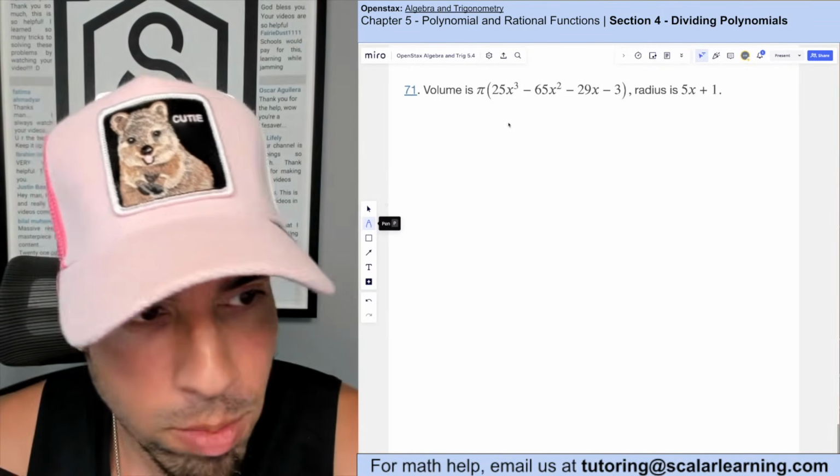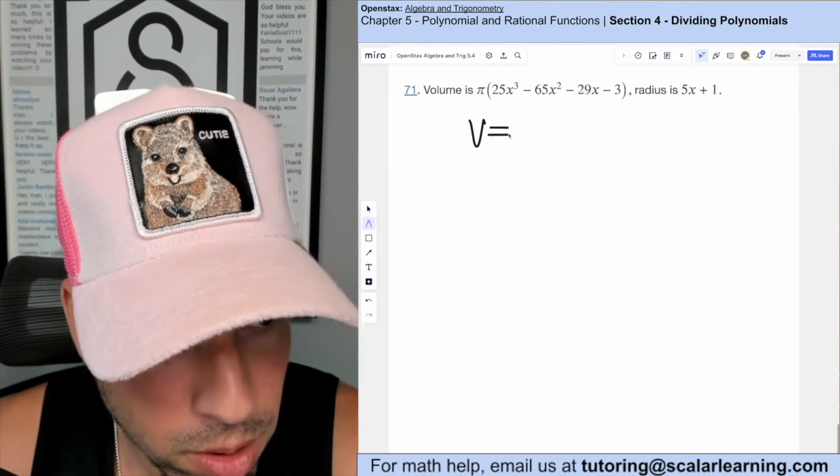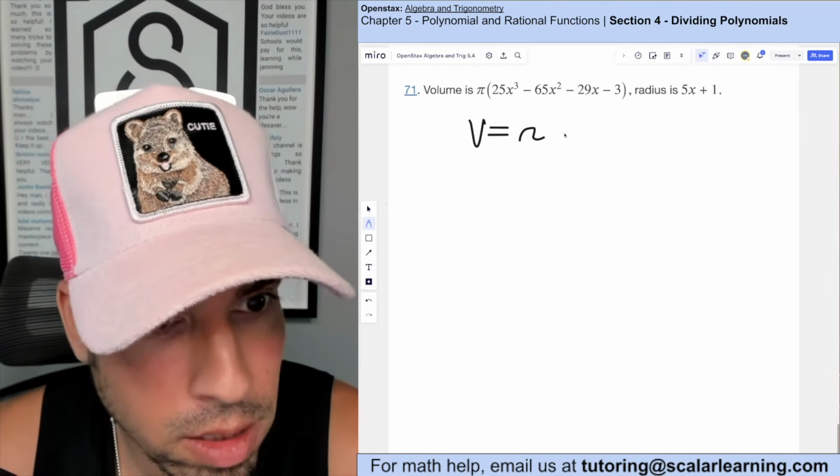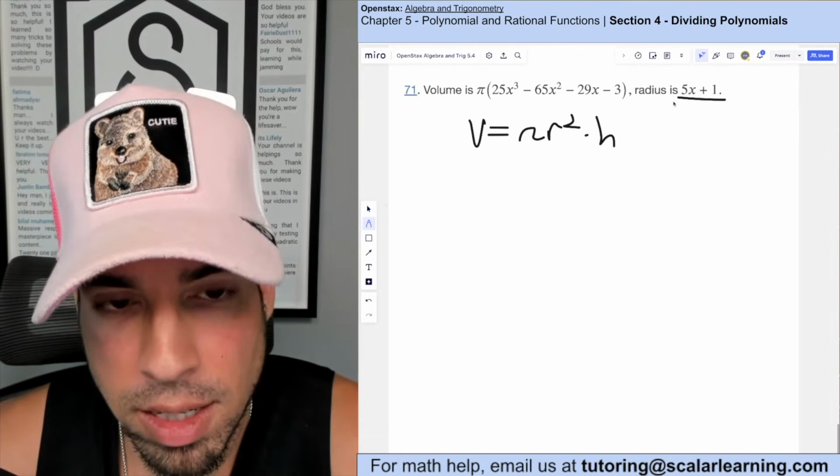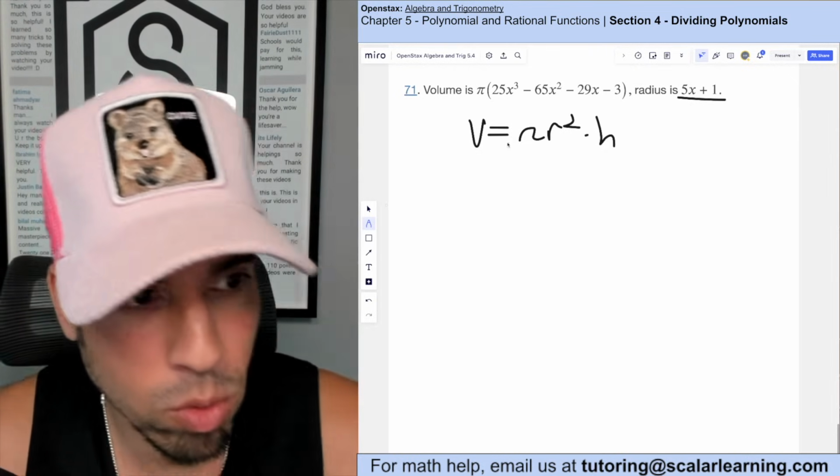So here we have the volume of a cylinder, and it's good to remember that the volume of a cylinder is pi times radius squared times height. So we know that this is the radius and we're trying to get the height. So what are we really doing?